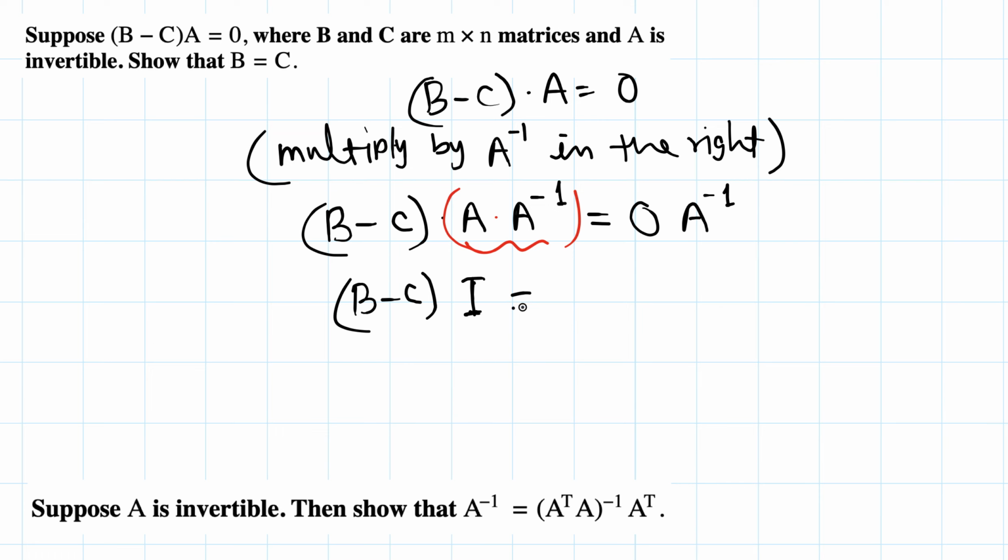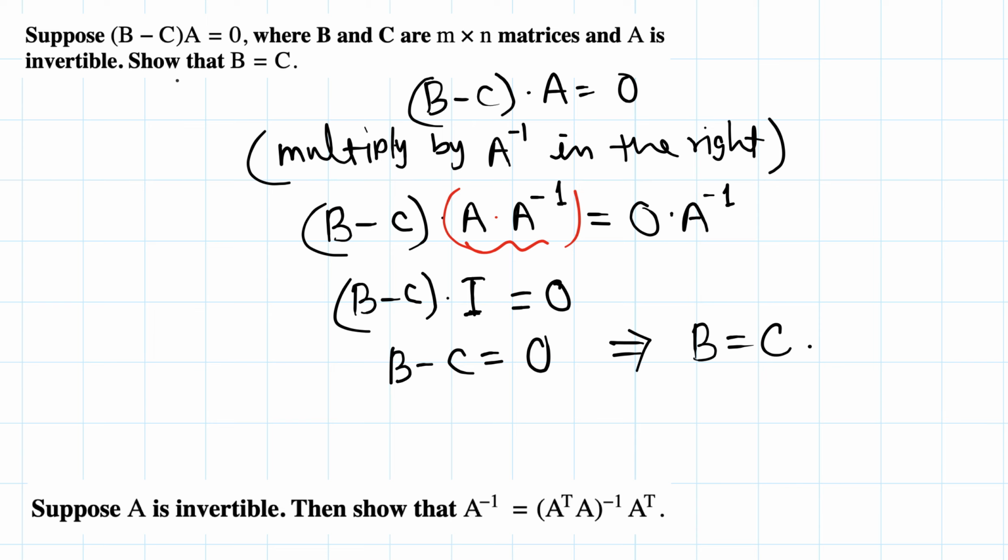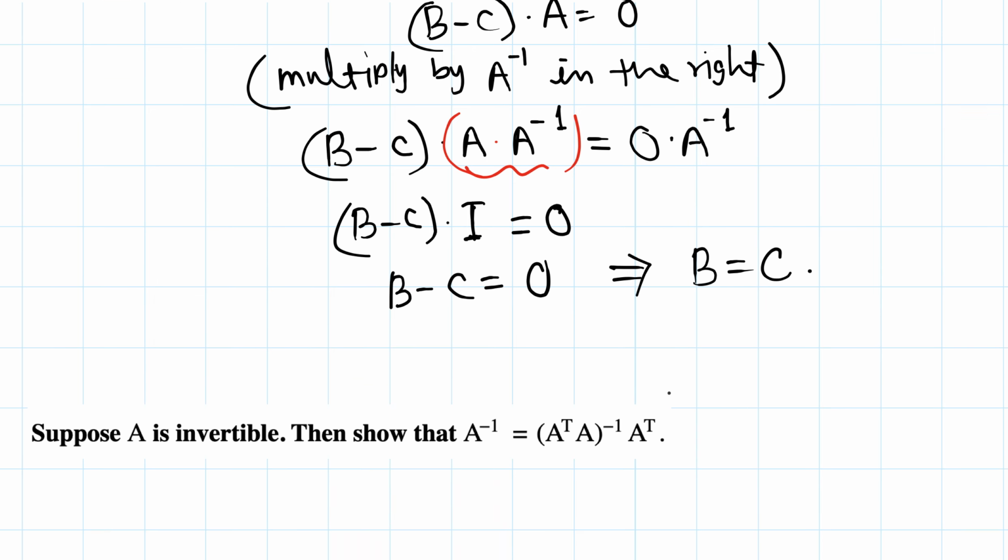0 times any matrix is a 0 matrix. And identity times any matrix is that matrix. It's like 1 in the number system. So this will be B minus C equals the 0 matrix. Now we can add C to both sides. That means B equals C. And this is what we are asked to show. A little bit of manipulation and we are there.